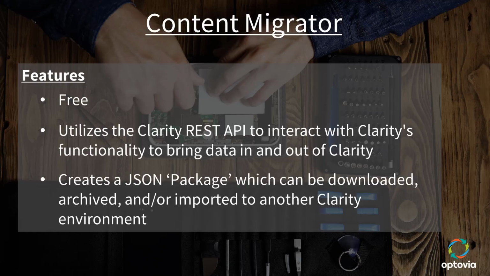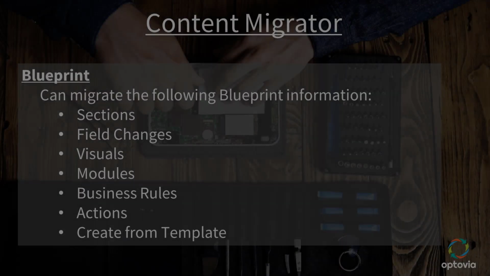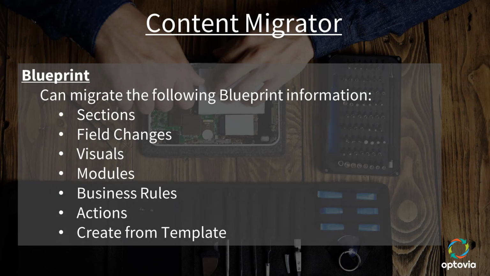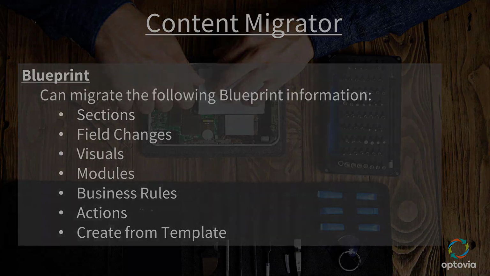So what are the features of the Content Migrator? Well, first of all, it's free. It also utilizes the Clarity REST APIs to interact with Clarity's functionality to bring data in and out of Clarity. It creates a JSON package which can be downloaded and archived and/or imported to another Clarity environment. The Content Migrator can migrate the following blueprint information: sections, field changes, visuals, modules, business rules, and create from template.